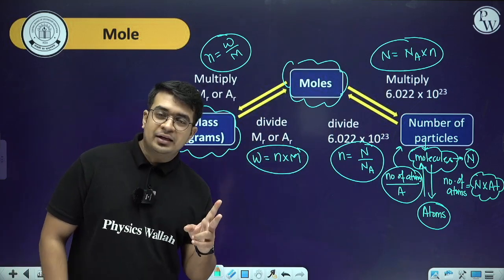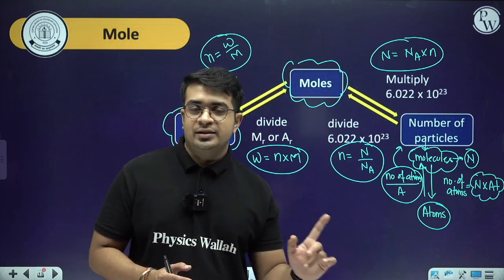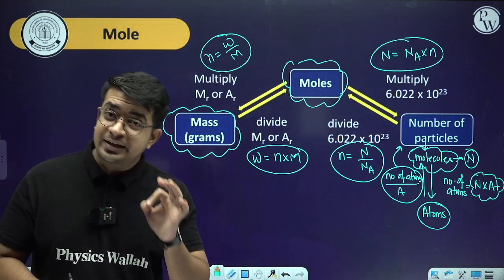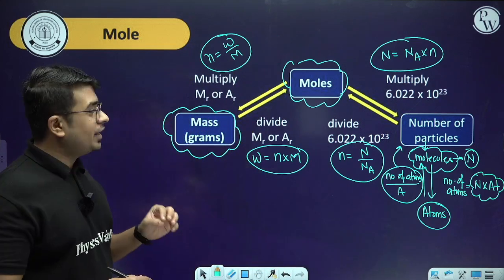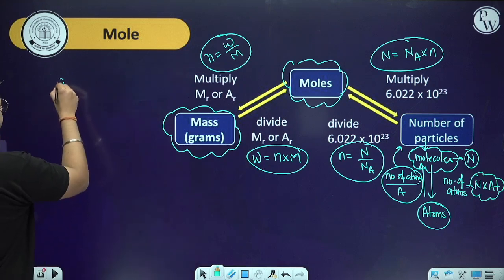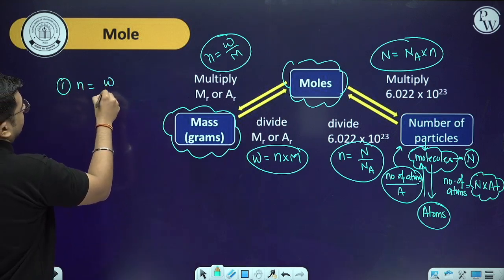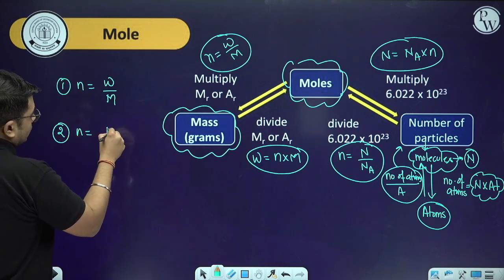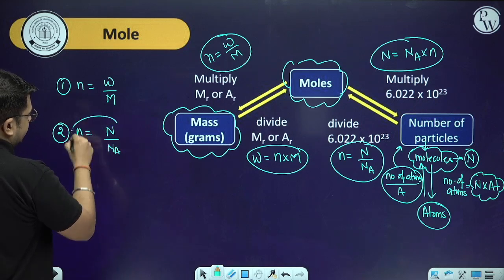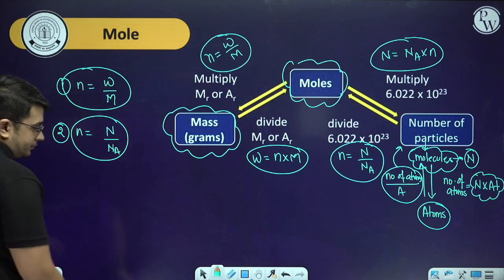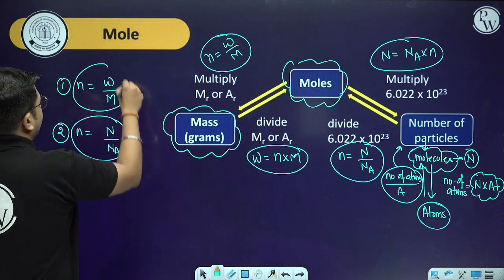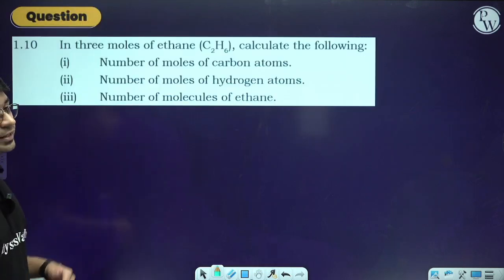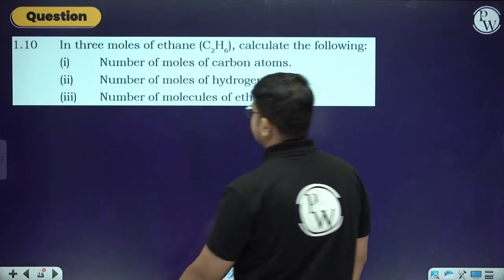So these are the two formulas which you can use for solid, liquid as well as gases. But there is one specific formula which is only applicable in case of gases. That is the third formula and the most important one. So the first formula, again I am saying, n is equal to W by M in terms of mass. Second formula, n is equal to N upon NA in terms of particles. The third formula is quite interesting, which is applicable in case of gases only. But first, let's try to decode this question.